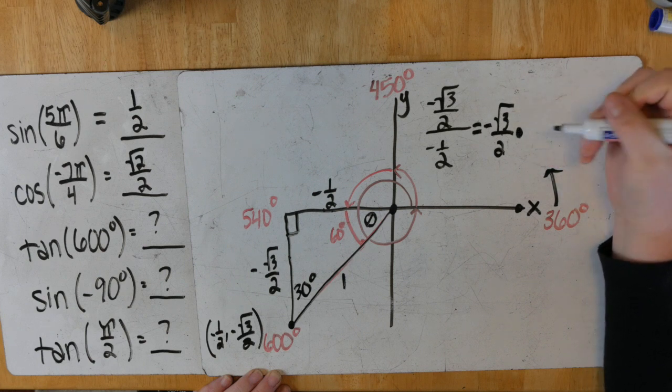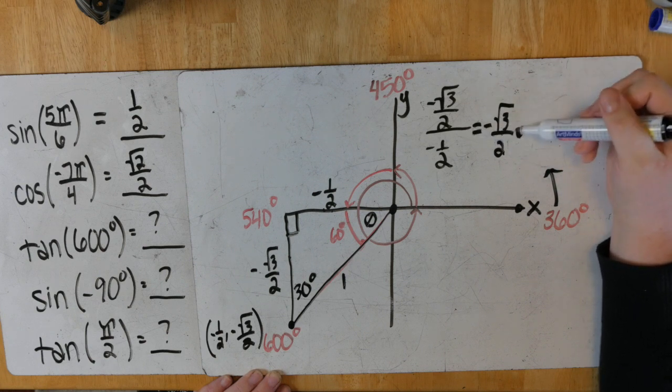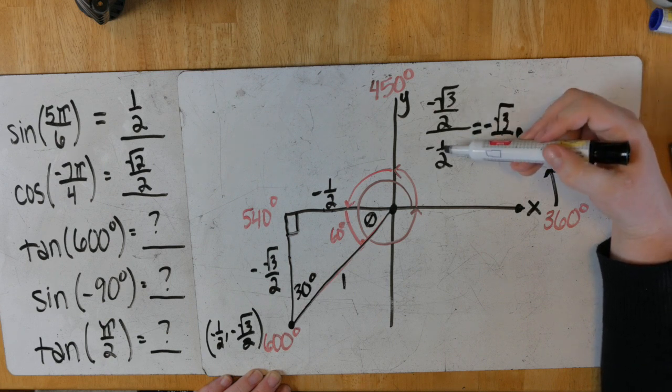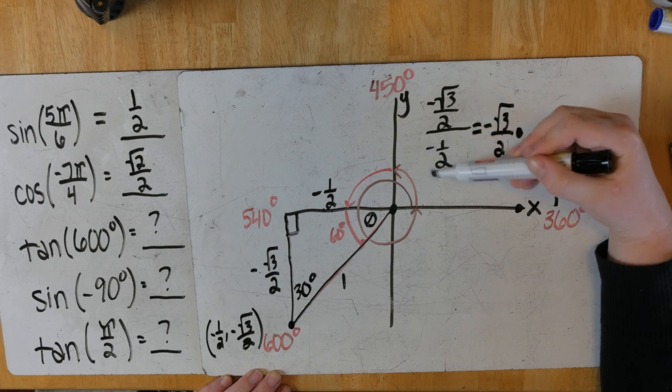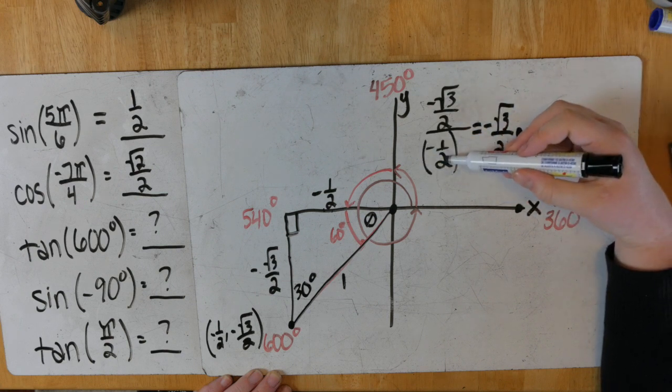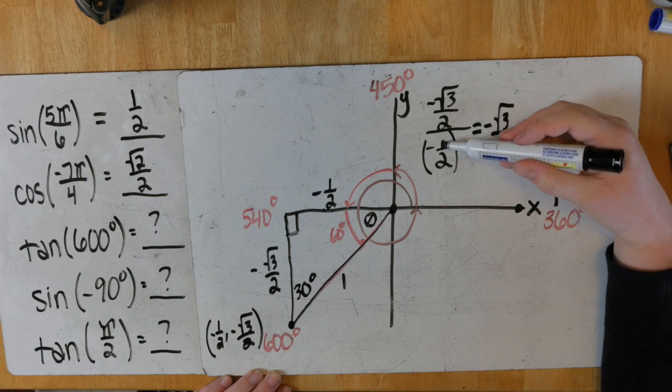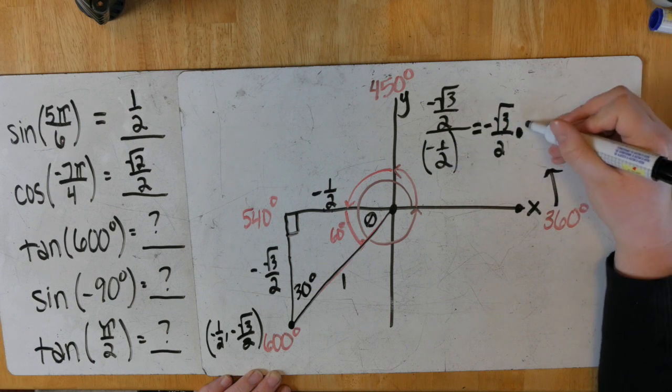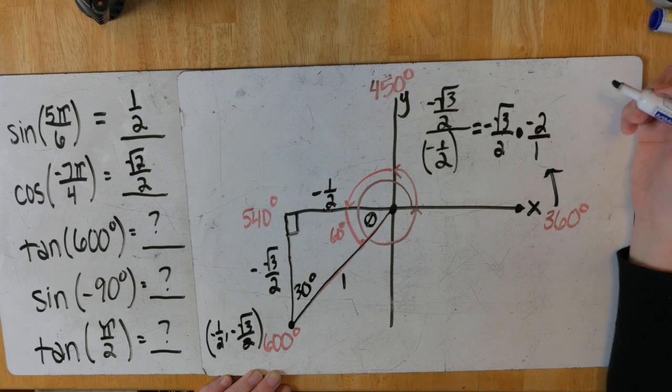Dot represents multiplication because this turns into a multiplication problem. And then the flop represents taking the reciprocal of the second fraction, or the bottom fraction. And so the reciprocal just means you flip the fraction. So instead of -1/2, it will be -2/1.